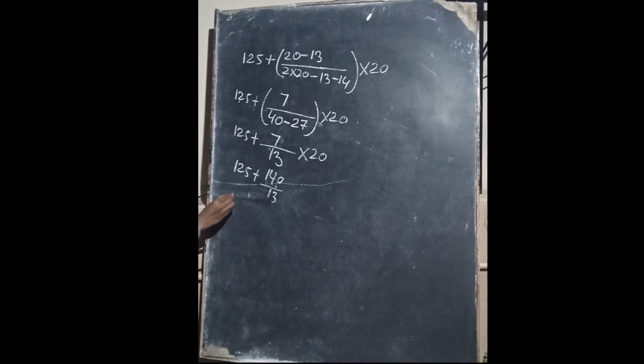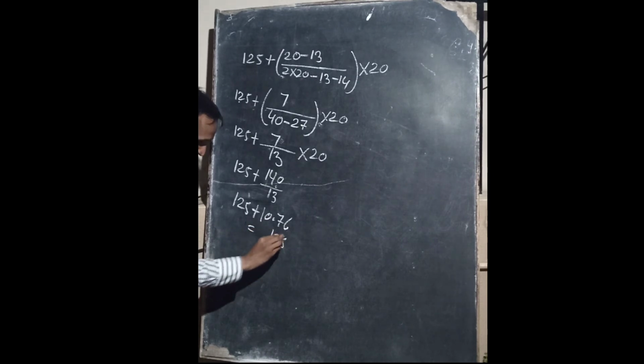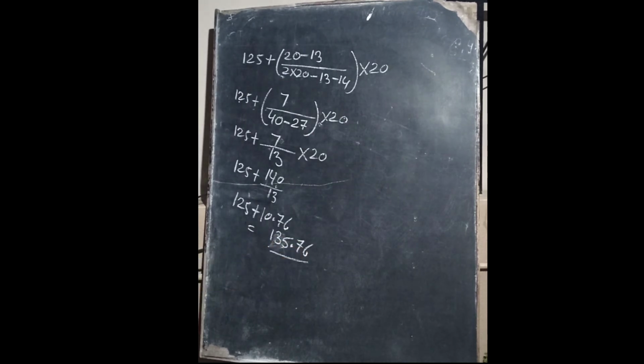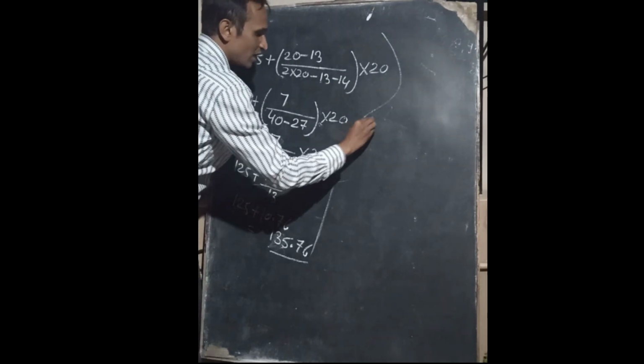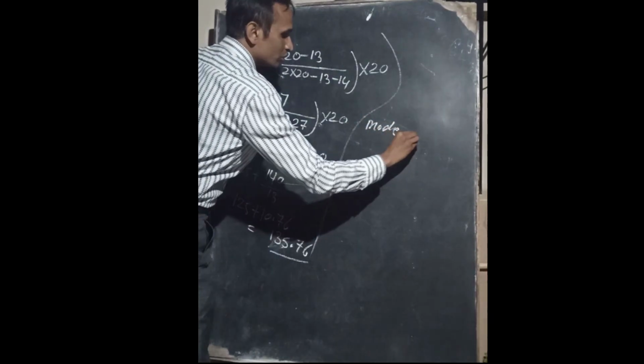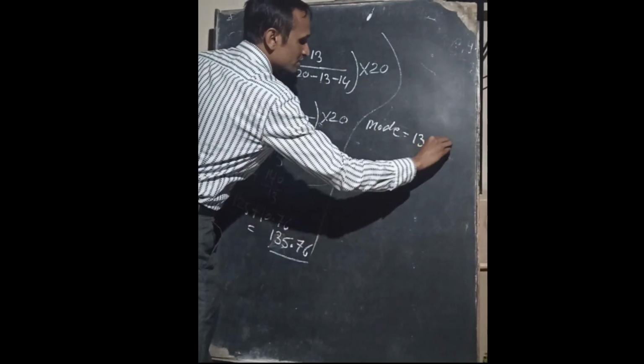We can write it like this: 125 plus 10.76, so 135.76. This is the mode. The mode of the given data is what? Mode is equal to 135.76.